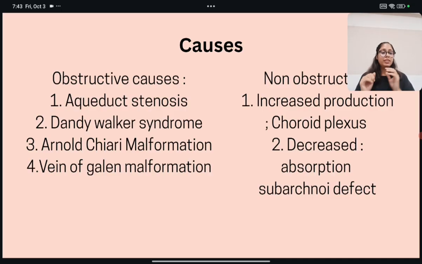Now, there are four major obstructive causes. First is aqueductal stenosis. Then we have Dandy-Walker syndrome. We have Arnold-Chiari malformation and vein of Galen malformation. Vein of Galen malformation, I will be dealing with later.